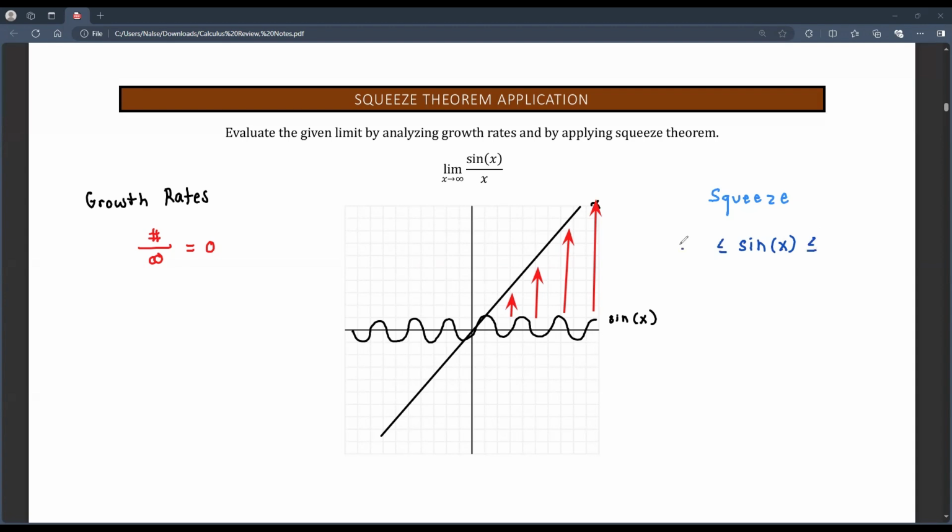We can start by saying that sine must be in between -1 and +1. Then, we divide all parts of the inequality statement by x and take the limit as x goes to infinity. What do we see here? We see that the limit gets squeezed to 0. This is an appropriate use case for squeeze theorem and one that you should be aware of in the AP Calc curriculum.